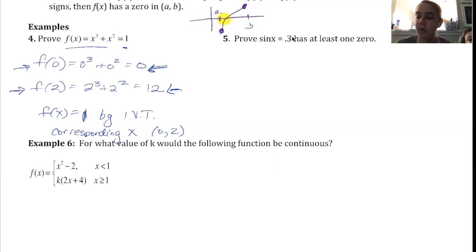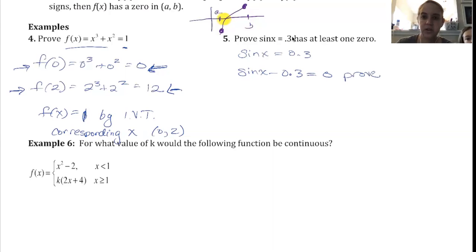For example 5, we want to prove that sine of x equals 0.3 has at least 1 zero. Well, what we could do is say sine of x equals 0.3 has 1 zero. We really want to test the function and look for opposite values. So I'm going to subtract that 0.3 to the left. So sine of x minus 0.3 is equal to 0. We want to prove this.